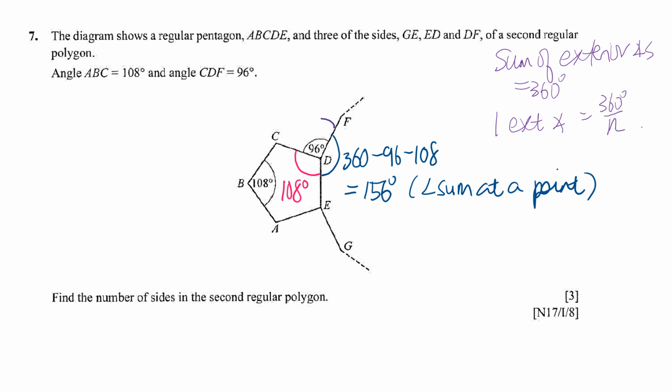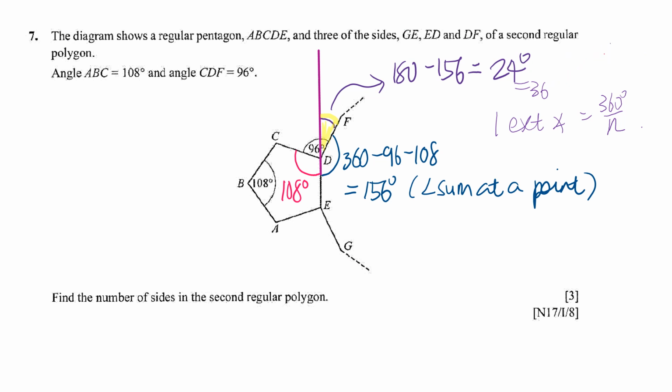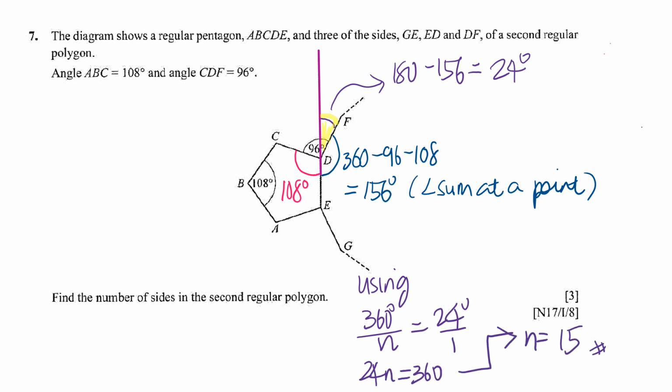Okay, right. So how do we use that? So we need to draw the line ED longer, extend it longer, so you form a straight line. So basically, this angle here, your 156 plus this angle here will give you 180. So that will be 180 minus 156, 24. Okay, let me erase this. So that is your exterior angle. So to find the number of sides, you just take 360 divided by n to give you 24. Right, so you just do a cross multiply, and n is 15. Okay, so that is how you use the exterior angle to find.